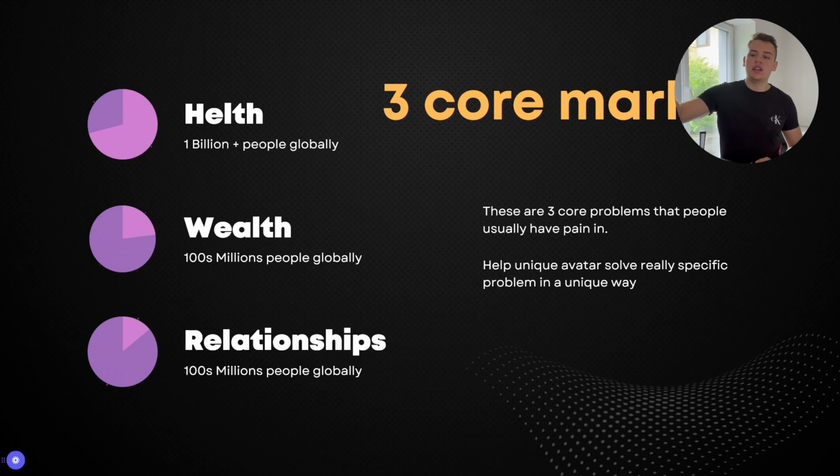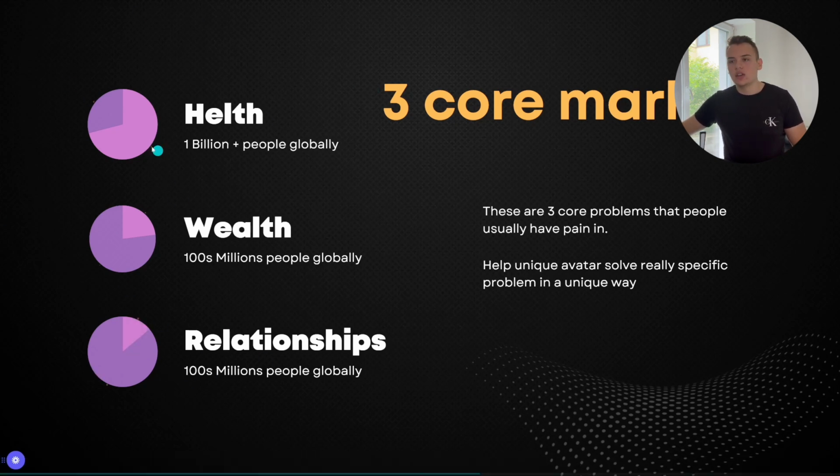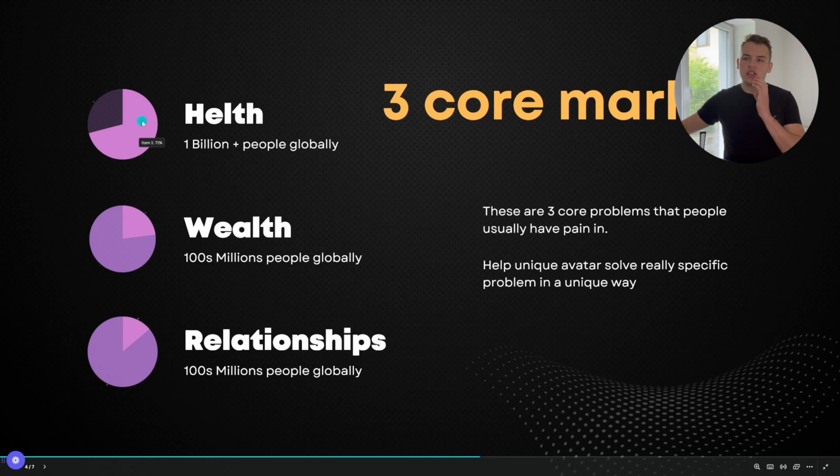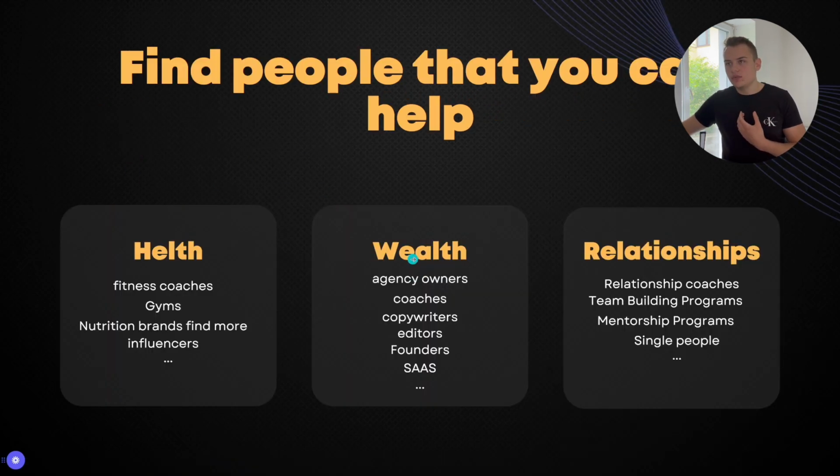There are like hundreds of millions of people in each of those niches. In health, there is like over 1 billion, okay? So if you choose a niche within those 3, it's usually pretty good, okay? So just go over those 3 niches and tell to yourself what you can actually choose within those 3. Find people that you can actually help, okay?